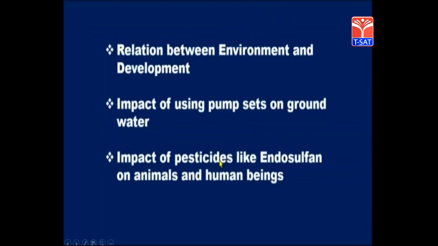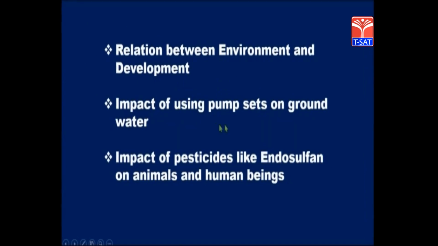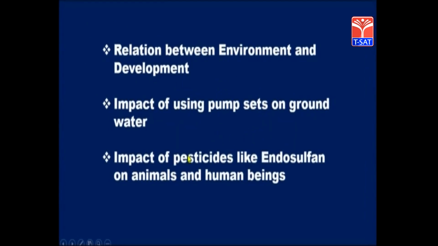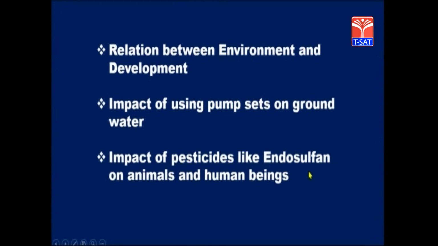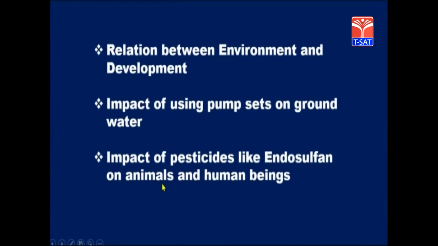And we have also discussed the relation between environment and development, the impact of using pump sets on groundwater, and the impact of pesticides like endosulfan on animals and human beings.